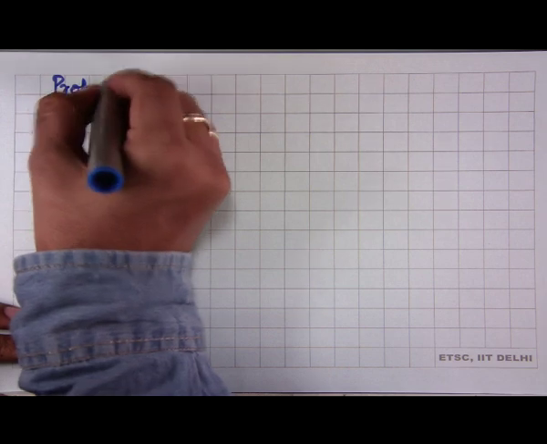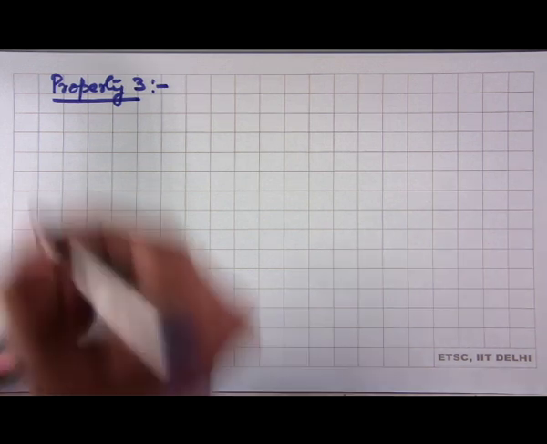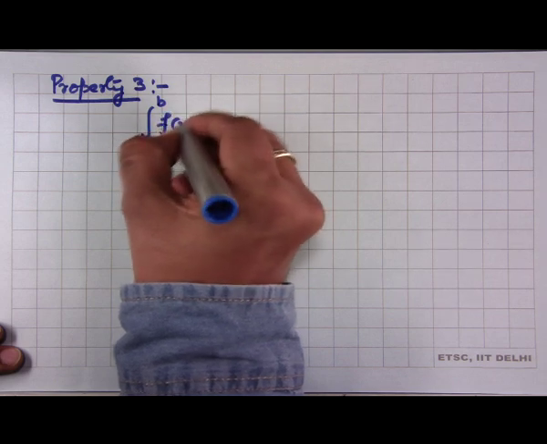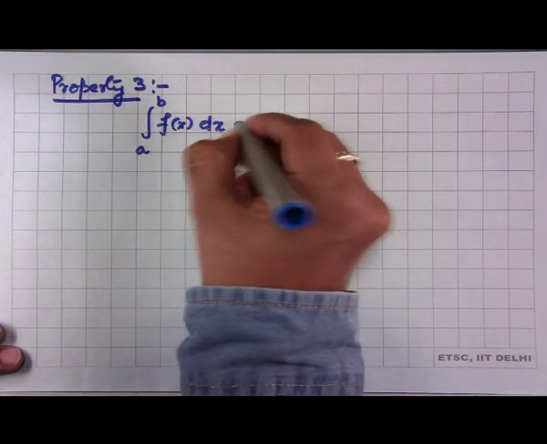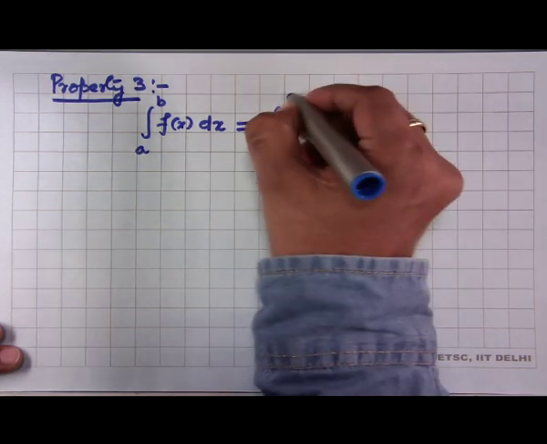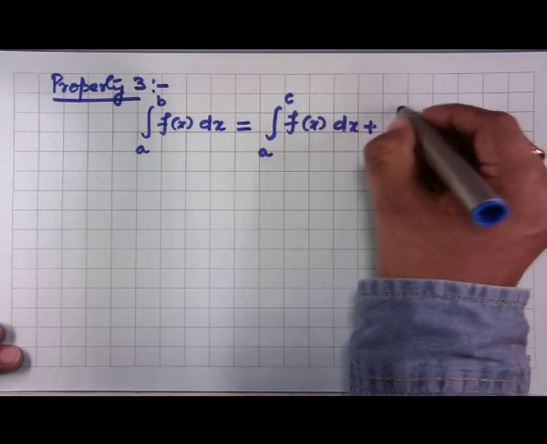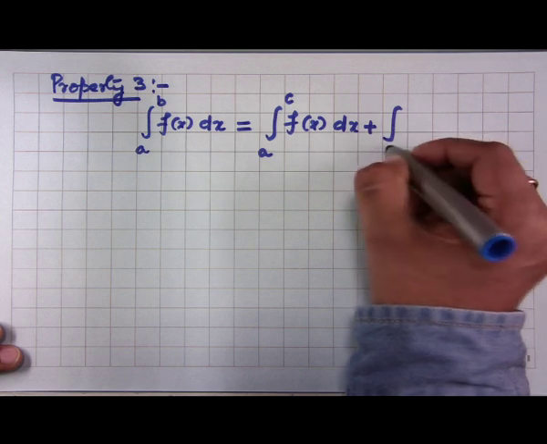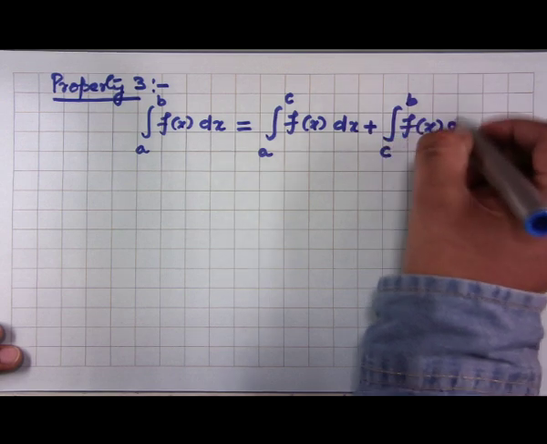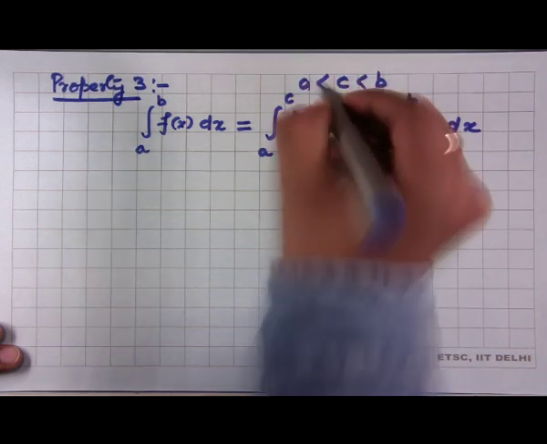Property 3. Property 3 says that you can break this integral into two definite integrals as a summation, where c lies between a and b.